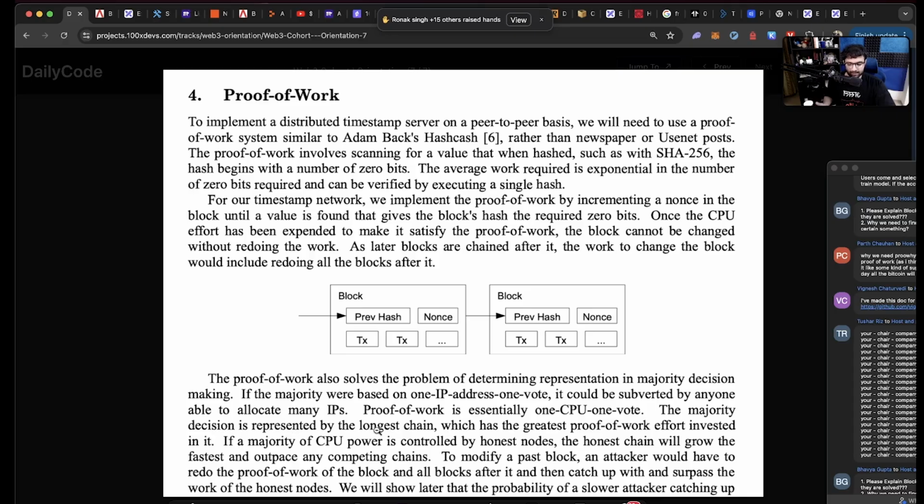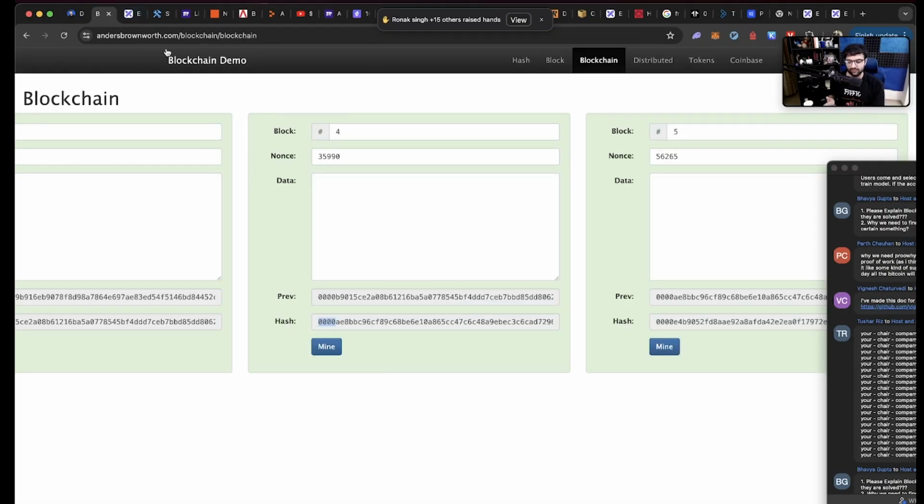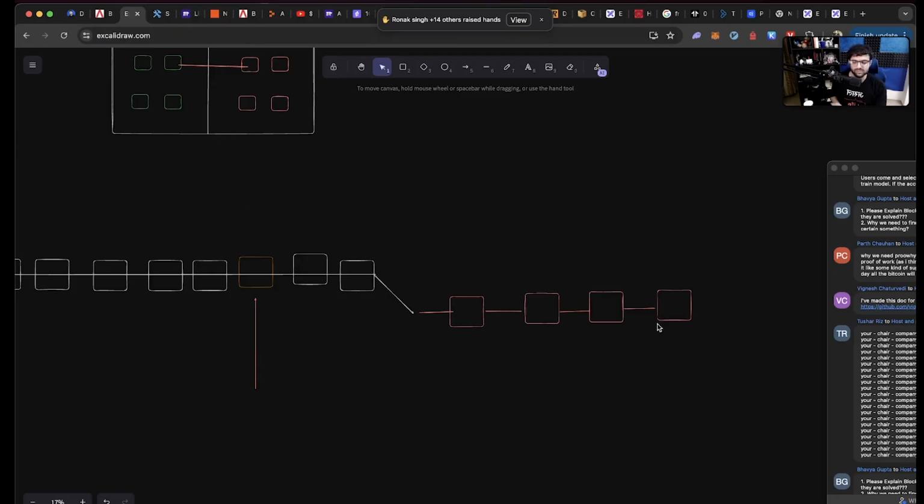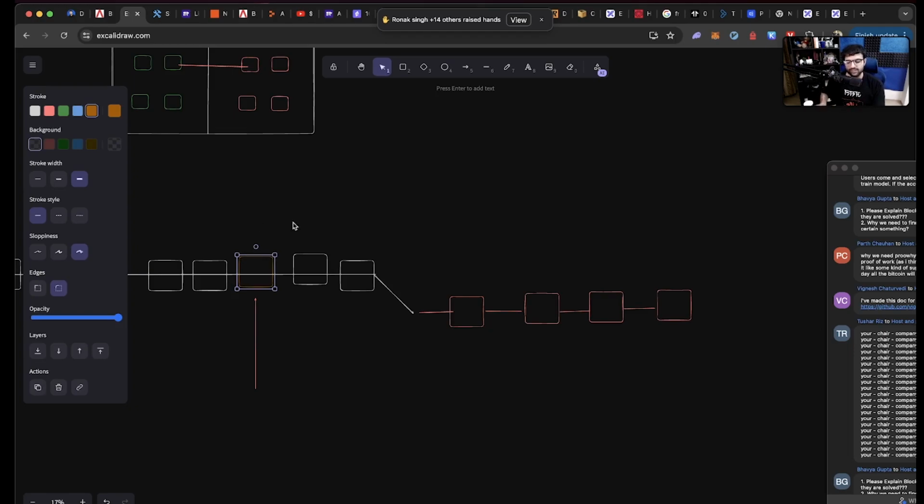The majority decision is represented by the longest chain, which has the greatest proof of work effort invested in it. If the majority CPU power is controlled by honest nodes, the honest chain will grow the fastest and outpace any competing chains. To modify a past block, an attacker would have to redo the proof of work of the block and all the blocks that came after it, and then catch up with and surpass the work of the honest nodes. So this work of the honest nodes that has been done over so much proof of work, if you want to come, be our guest, find the proof of work for this guy.